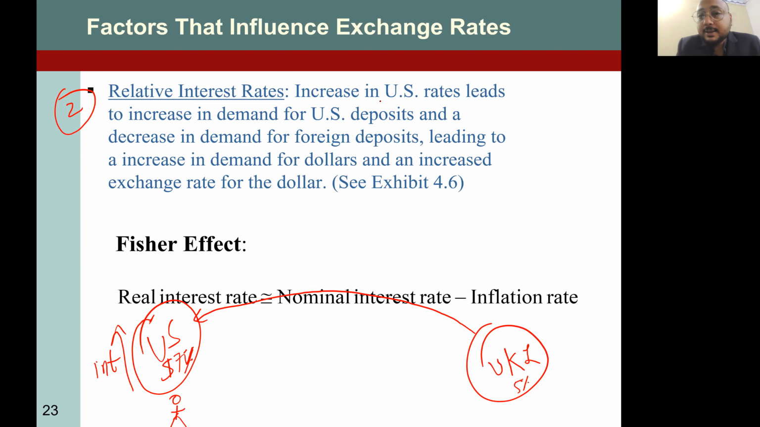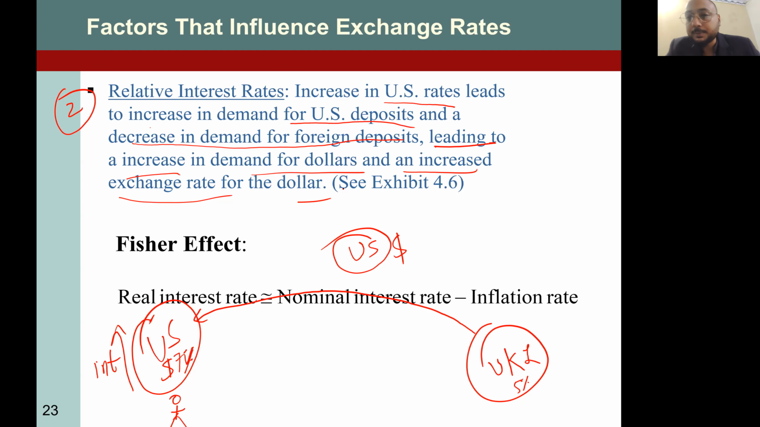So what happens? Let's now read that. Increase in US rates leads to increased demand for US deposits and a decrease in demand for foreign deposits, right? So what happened here? In US, the UK people want to supply more pounds to convert to the US dollar. So leading to an increase in demand for dollars and increase in exchange rate of dollars. So increase in demand for dollar means decrease in demand for pound.